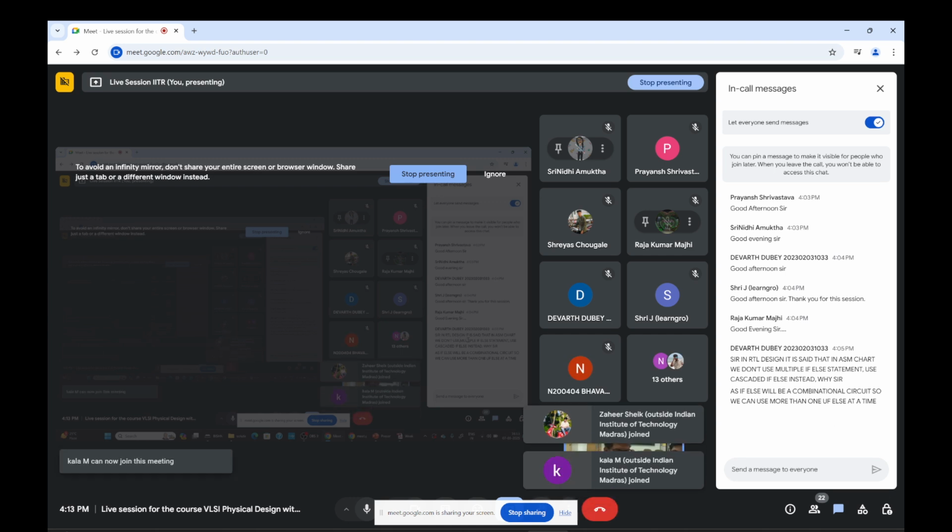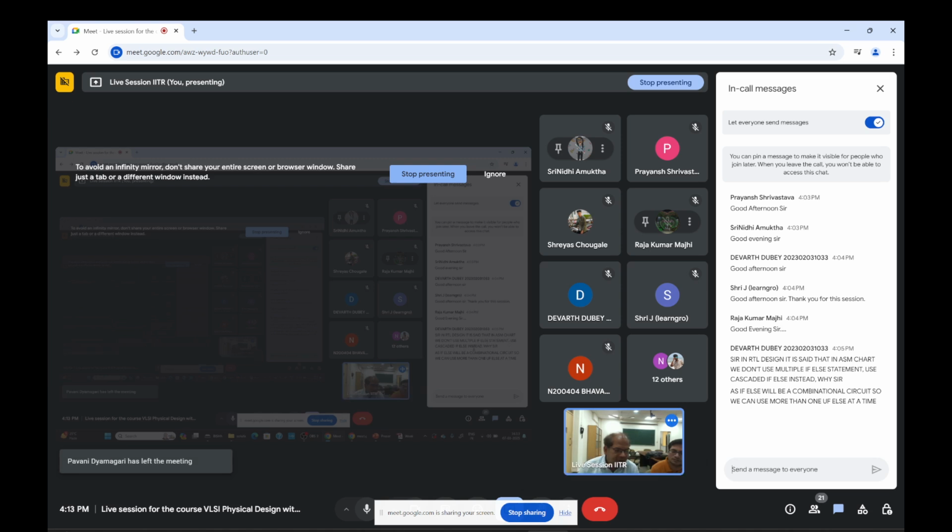Sir, in RTL design, it is said that in an ASM chart we do not use multiple if-else statements, we use cascaded if-else statements instead. Why, sir? An if-else statement will be a combinational circuit, so we can use more than one. This is not part of this course, VLSI physical. It is towards the RTL design. I don't want to comment at this stage. Please ask in my course.